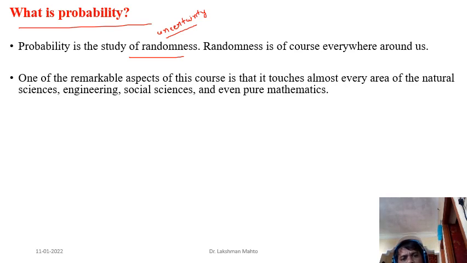One of the remarkable aspects of this course is that it touches almost every area of natural science, which we call physics, chemistry, biology, those kinds of things. It also touches the area of engineering, social science, even pure mathematics. So randomness comes up everywhere. Whatever you are going to study, randomness is there. It is all about how much percentage of randomness there is. If it is very small, then we can ignore that randomness and work in a deterministic fashion, like linear algebra, which is a purely deterministic approach.